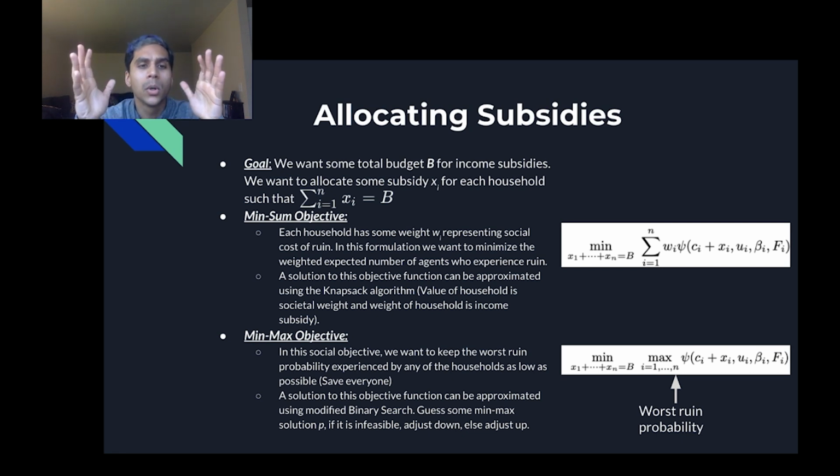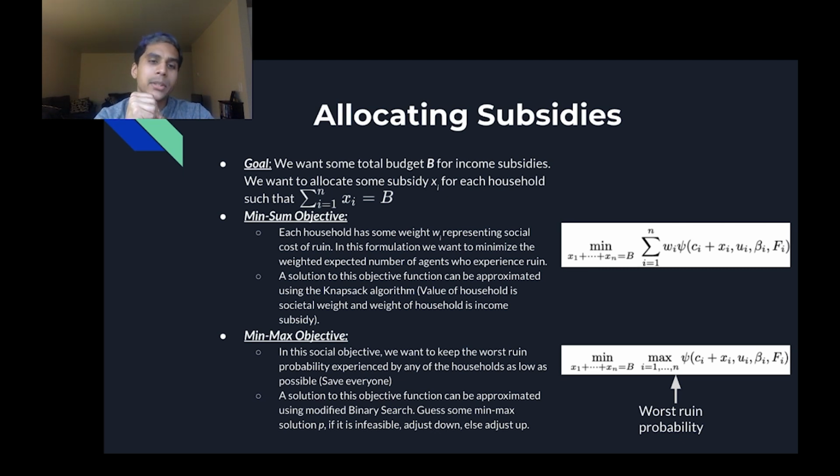Well, there's two different goals that we have in mind when we allocate subsidies. The first goal, or first objective, is this min-sum objective. In this objective, we say that we can't save all the households. Some of them will have to experience financial ruin, but we want to save as many households as we can. So how do we do this? We give each household a weight, representing the social cost of ruin. And in this formulation, we want to minimize the expected social cost of ruin: the value of the household times the probability of it experiencing financial ruin, given some income subsidy.